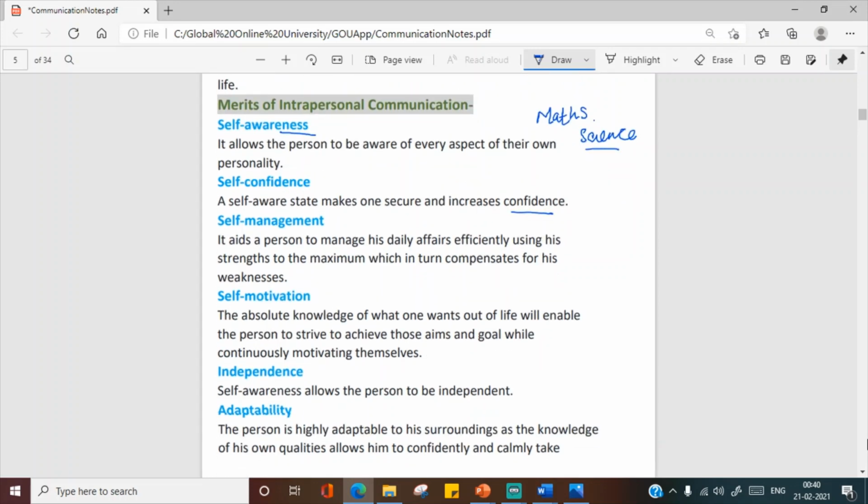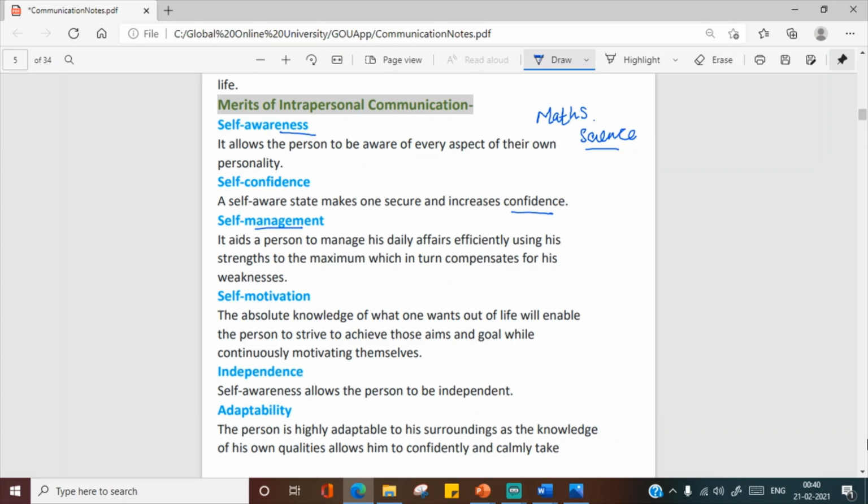Self management. Our daily routine also, we talk about it in our minds. Okay, at 6 o'clock I have to wake up, then I have to do this at 7, then I have to go to the gym at 9. So all these are self management, which comes from intrapersonal communication, because we keep talking to ourselves.